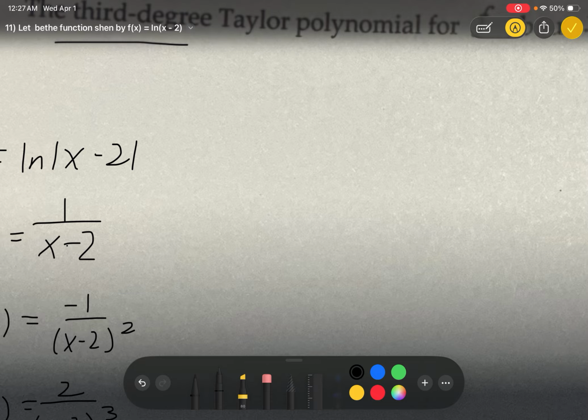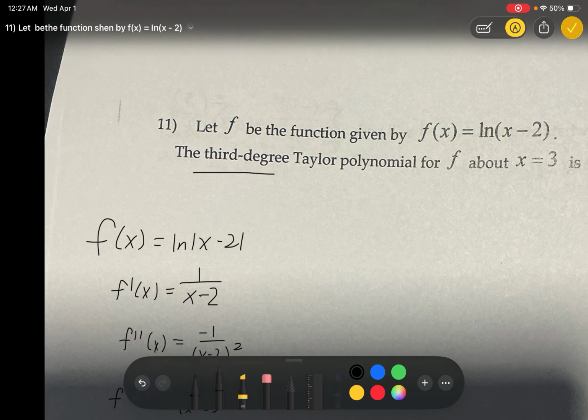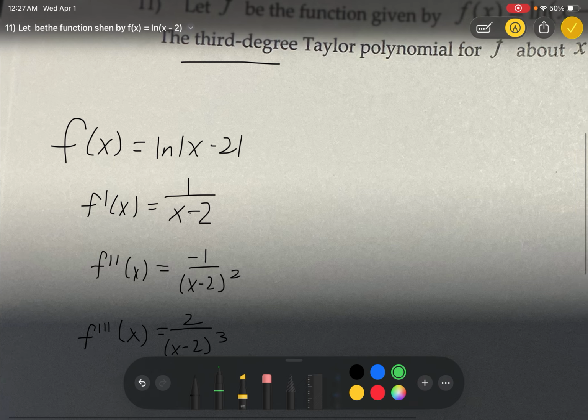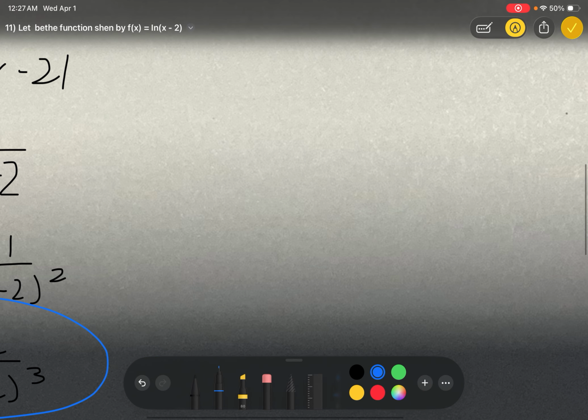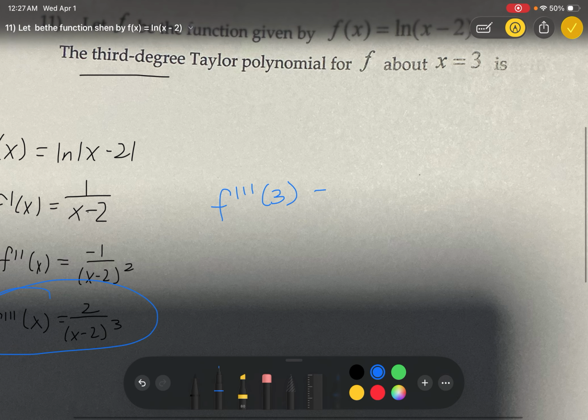If you do need help deriving each of these functions, just let me know and I'll help you out with that. So now we're going to plug in for the third derivative. We're going to use this and plug in x equals 3 to that. So f triple prime of 3 is equal to 2 over 3 minus 2 cubed, which is just going to be 3 minus 2 is 1 cubed. It's just 2 over 1, which gives you 2 as your answer.